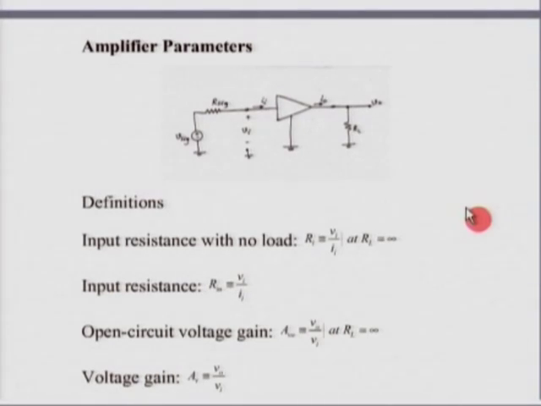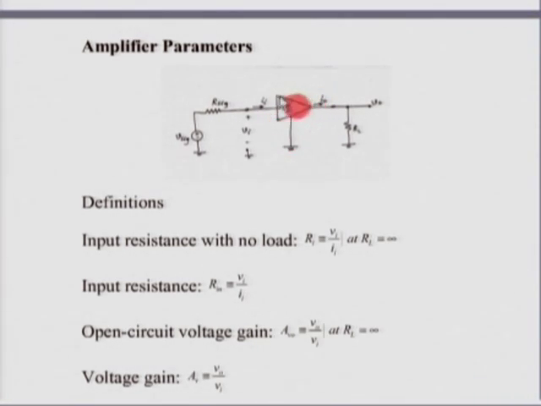Once we do this, we are in a position to analyze the amplifier circuit. Now, before we analyze our common emitter amplifier, we need to look at the amplifier parameters a bit more carefully. We talked about input resistance, voltage gain, and output resistance. Let us define them properly.